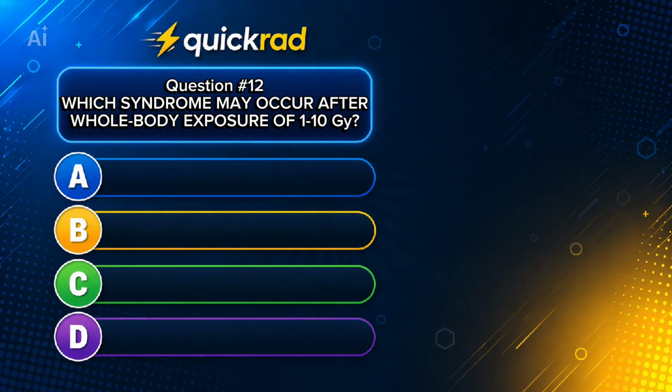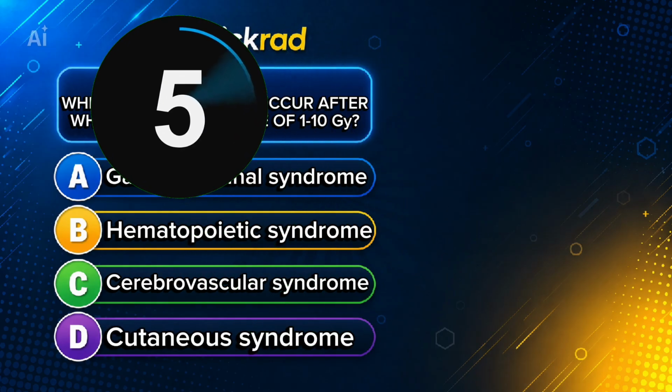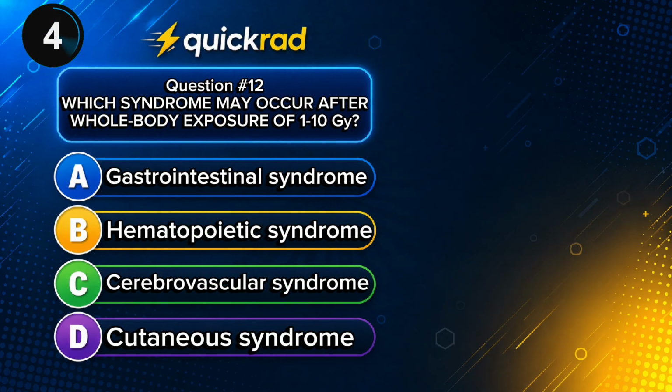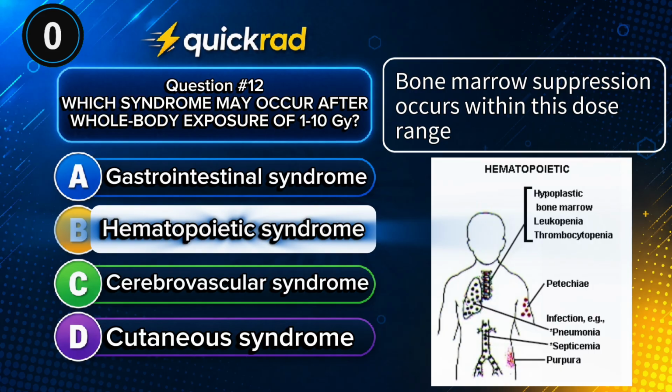Question 12. Which syndrome may occur after whole-body exposure of 1 to 10 gray? Correct answer B. Hematopoietic Syndrome. Bone marrow suppression occurs within this dose range.